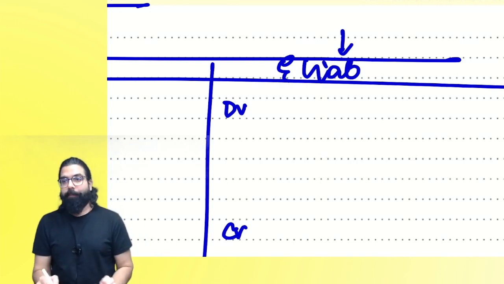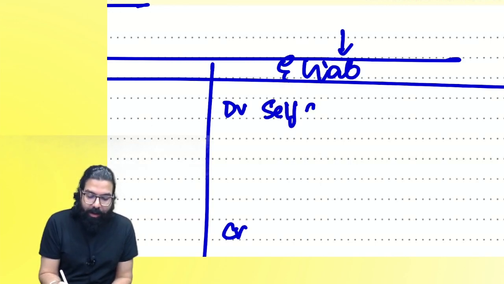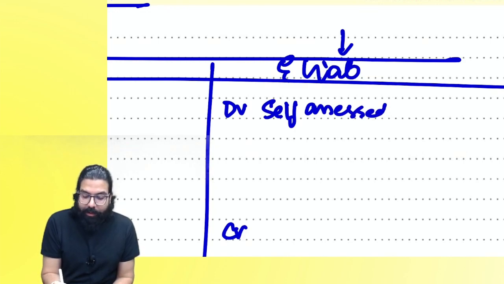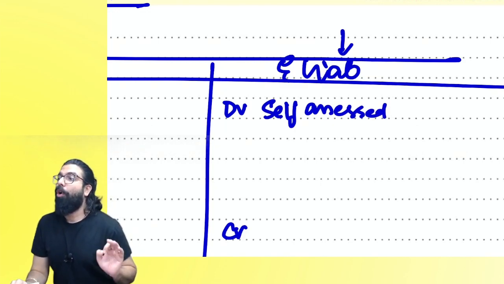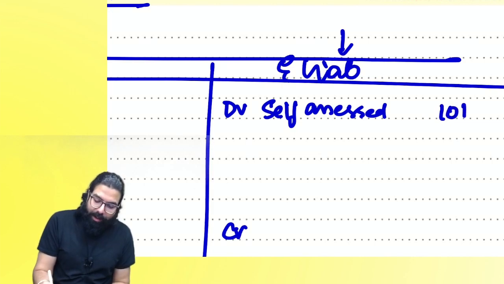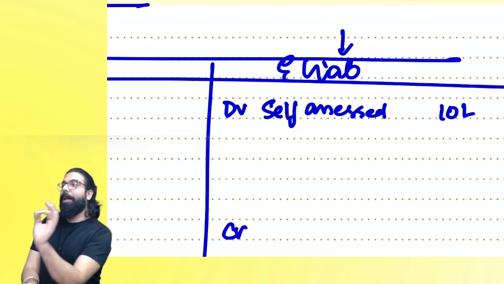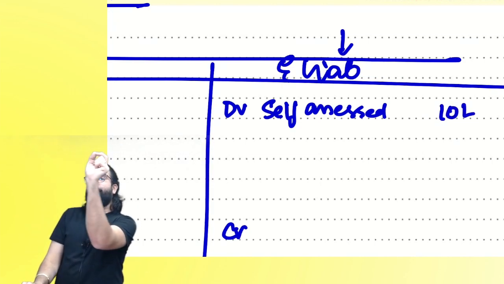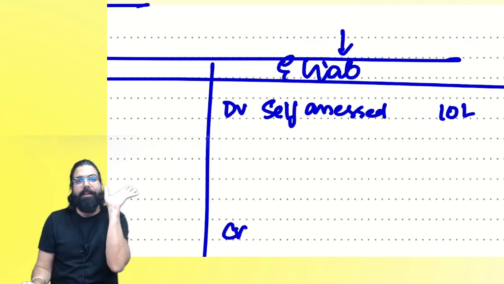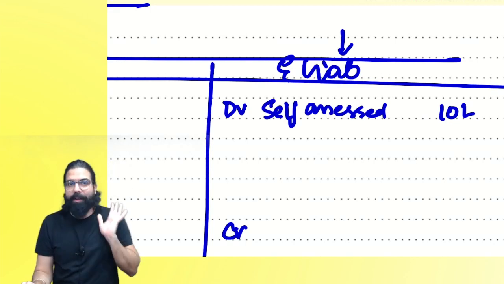For example, in your return, you self-assessed that you have to pay tax of 10 lakh rupees. So that 10 lakh will sit over here. When I am filing my monthly return, if I declare my liability is 10 lakh rupees, sales is this much, liability is 10 lakh, that will come and sit over here.